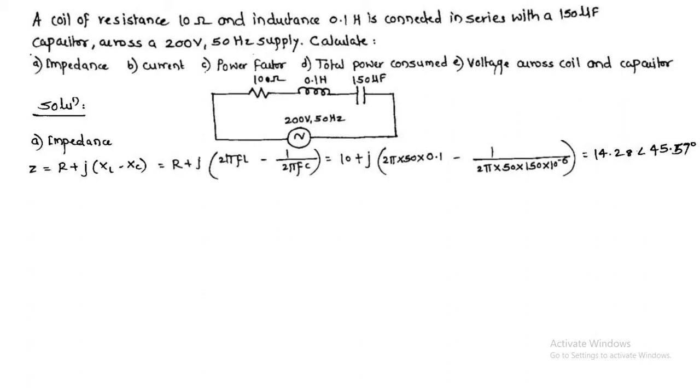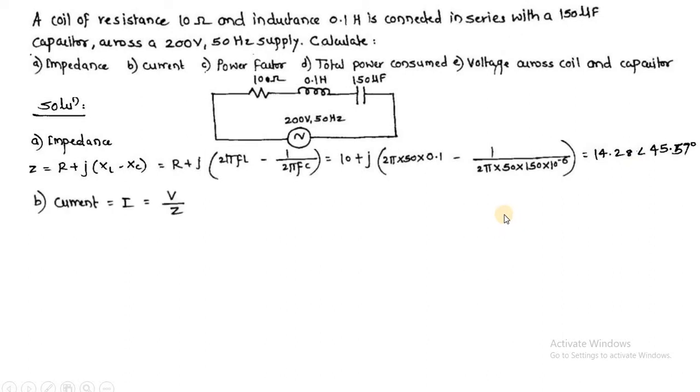The rectangular form is what we get first, but I have directly written it in polar. You can first find that value in rectangular form and then convert it to polar. So the final answer of the impedance is 14.28 at an angle of 45.57 degree. Why have I written the impedance in polar form directly? Because I want to find the current next, and to find the current, I is equal to V upon Z. So anyhow I require Z in polar form.